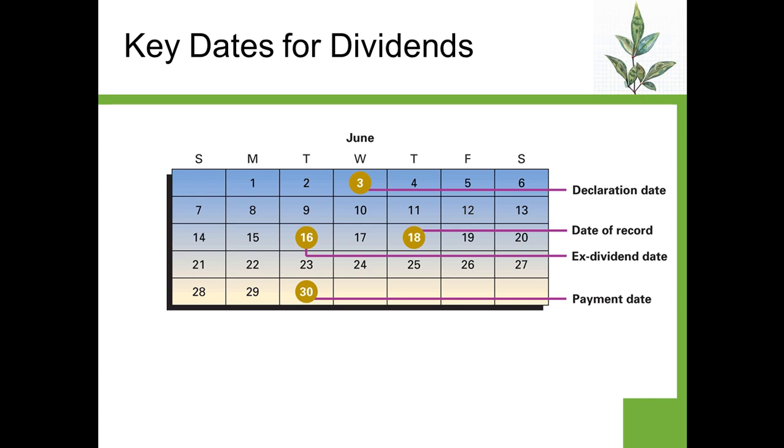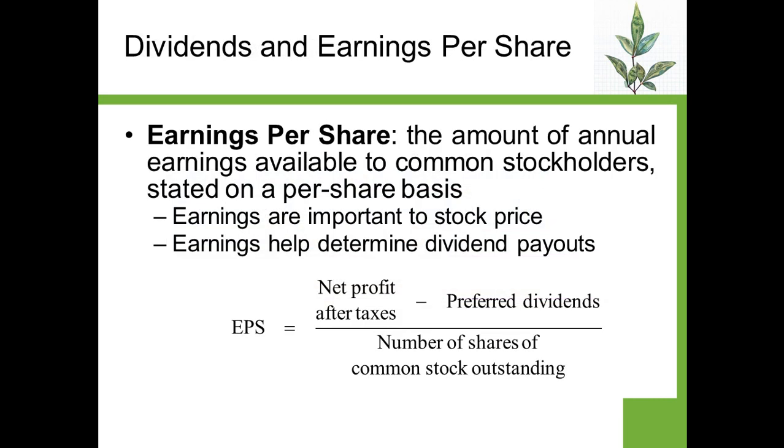So these are the dates which are mostly famous in the world, mostly in the US. These 4 days are very famous. On the 3rd of June, the dividend is declared. On the 18th of June, the dividend is recorded. On the 30th of June, the dividend is paid to the investors. Clear?